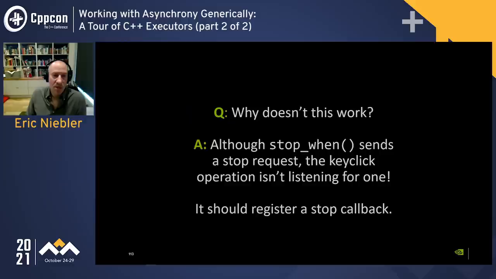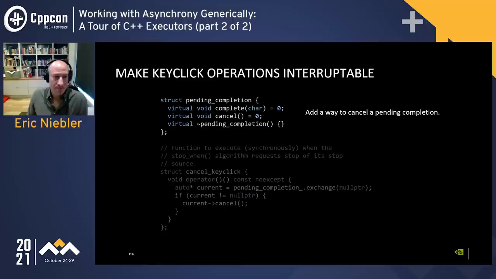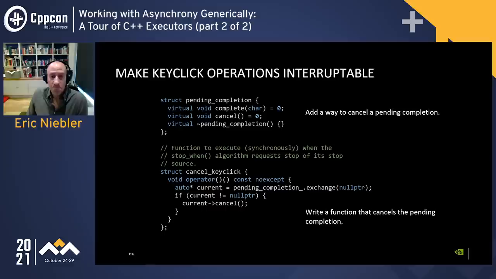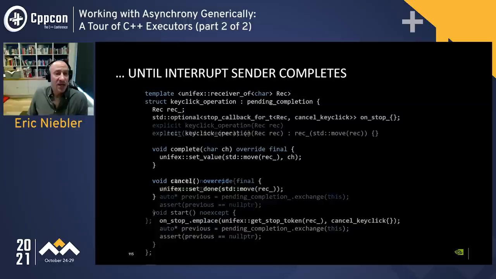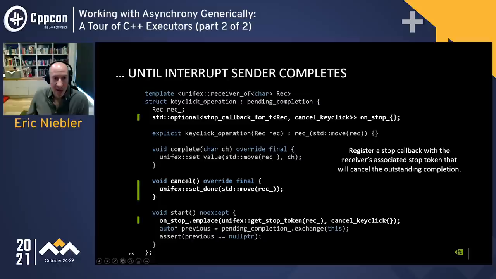So let's change our pending completion to have a cancellation function. Now we write a function, cancel key click, which dequeues the pending completion and cancels it. Now we change our key click operation. It is now going to have a stop callback. And that stop callback is going to call this cancel key click function that we just wrote when a stop request has come in.